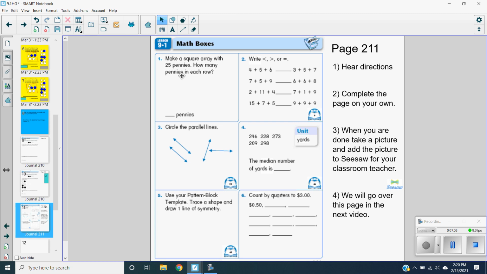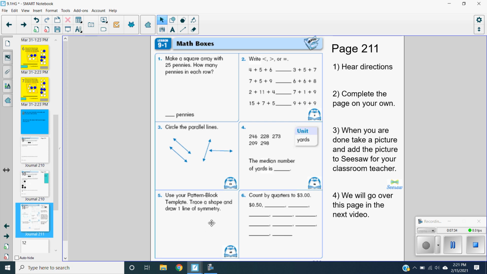So for our first question, make a square array with 25 pennies. How many pennies are in each row? For question 2, write less than, greater than, or equal to. And I would solve these 3 and maybe write the answer next to it. It'll be easier when you're comparing. For question 3, circle the parallel lines. For question 4, the median number of yards is how much?